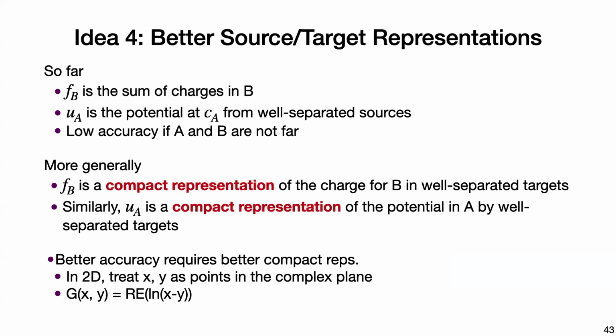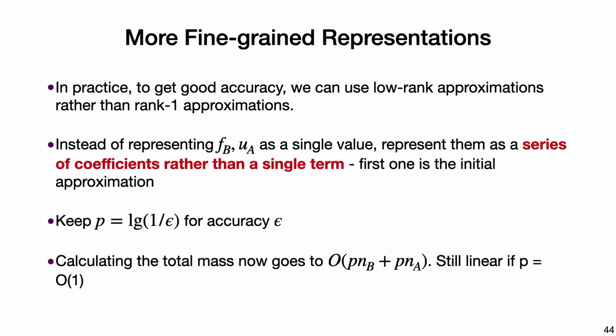Yeah. So this is just saying the same thing. F sub b is a compact representation of the charge for b, which previously was just one single point. And similarly, U sub A is a compact representation of the effect on the box A. But in reality, a single point is a very loose approximation, and we want to do a better approximation without paying too much. And this is what I was saying here.